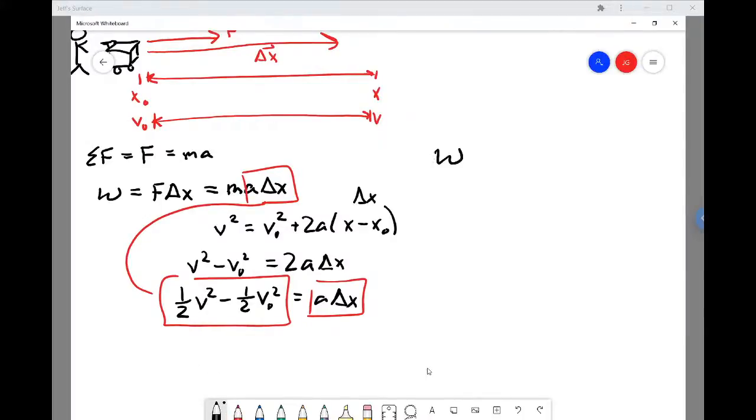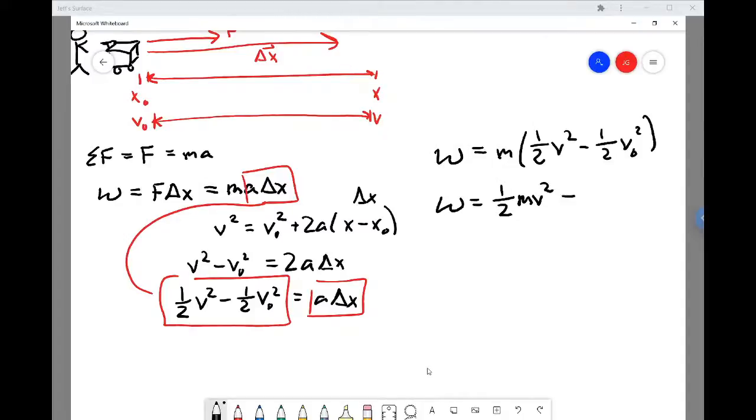So we get work equals F delta x, which is m a delta x, which is m times 1/2 v squared minus 1/2 v naught squared. Let's multiply that through. We have work equals 1/2 m v squared minus 1/2 m v naught squared.